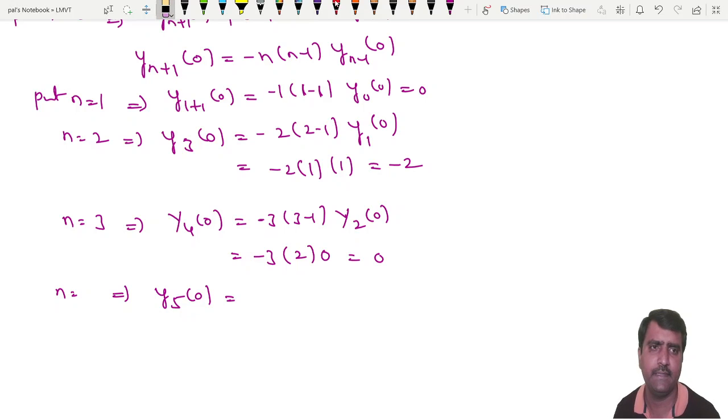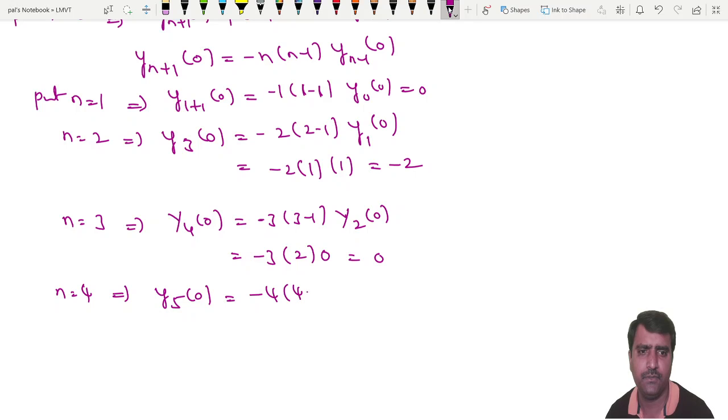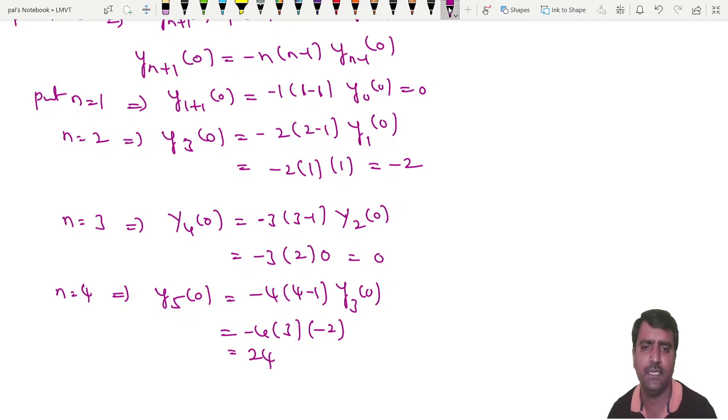So if you put n is equal to 4, y5 of 0 is equal to minus 4 into 4 minus 1 into y. Putting n as 4 here, 4 minus 1 is 3, y3 of 0, which is equal to minus 4 into 3 into y3 of 0, which is minus 2. So what is this? This is nothing but 4 3s are 12, 12 2s are 24, plus 24.